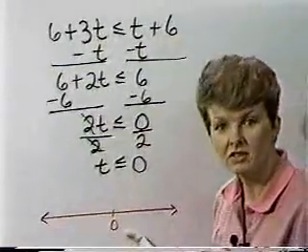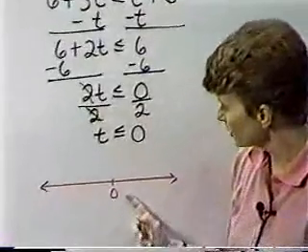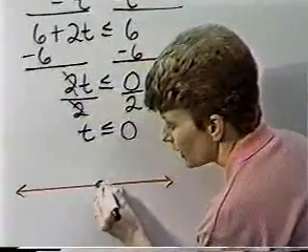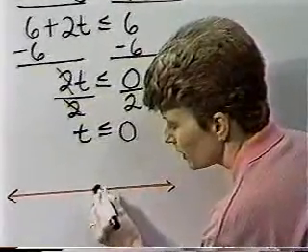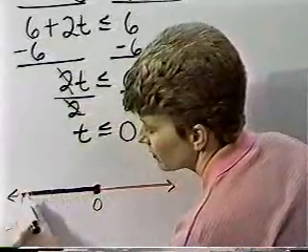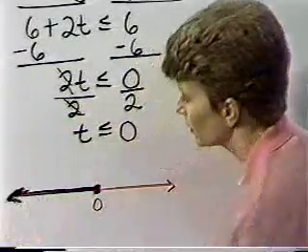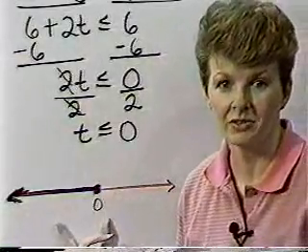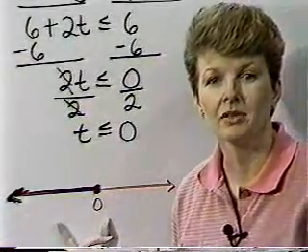Let's graph the solution. Here's my number line with 0. Less than or equal to implies a closed circle on 0, and less than means we'll shade to the left. Once again, here's my solution. Here's the graph of my solution. Let's look at some more examples.